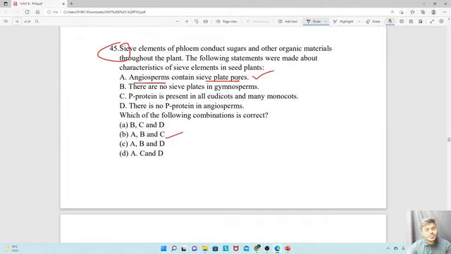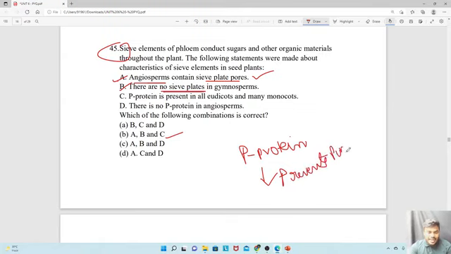Since angiosperms contain the sieve plate pores, they are not present in the gymnosperms. This is the right statement, friends. Why is the other statement wrong? P protein, I have told you, friends, it basically prevents puncture or damage of the sieve tube elements. I want every one of you to remember that. So P proteins are not present in the higher organisms.